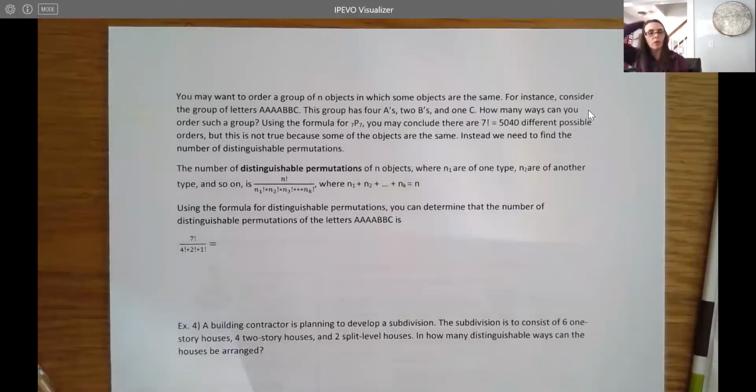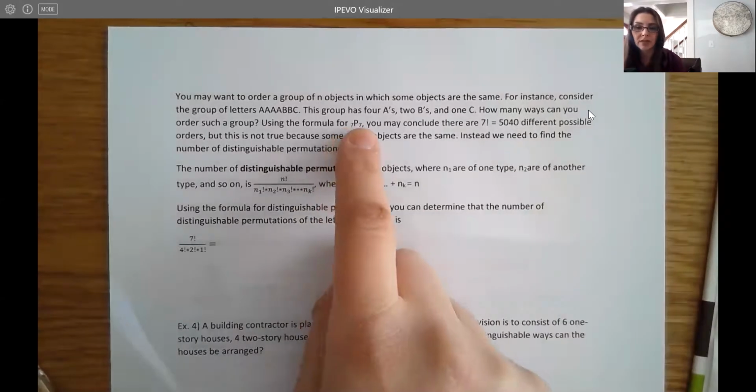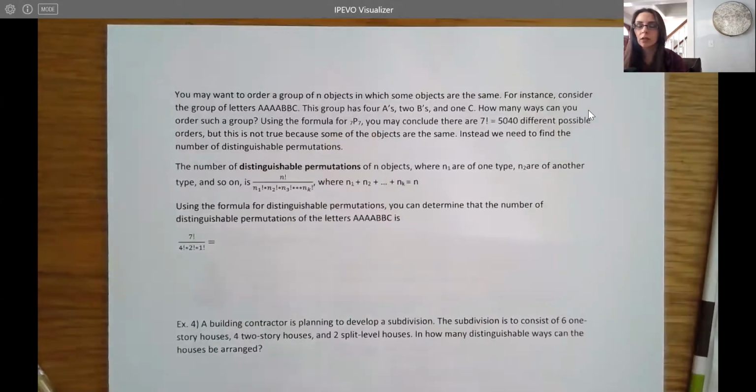Now, you may also want to order a group of n objects in which some objects are the same. So for instance, let's consider the group of letters A, A, A, A, B, B, C. So this group has 4 A's, 2 B's, and 1 C. How many ways can you order such a group? So you may think that we want to use this formula here, right? Well, I have 7 objects, I'm going to choose 7. So you may conclude that there are 7 factorial different possible ways to do this.